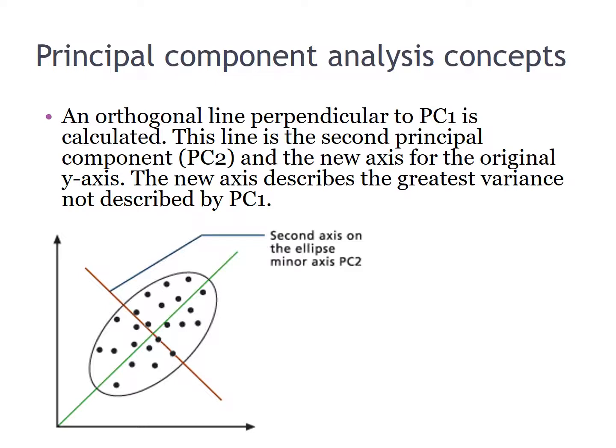Then we go orthogonal, like I said, perpendicular to that first one. That explains whatever's left. This is a new combination of our original data fields that can be put together to explain the most of that. And so each one explains more and more.